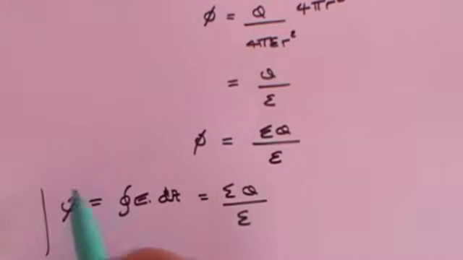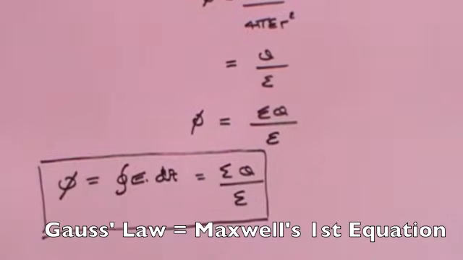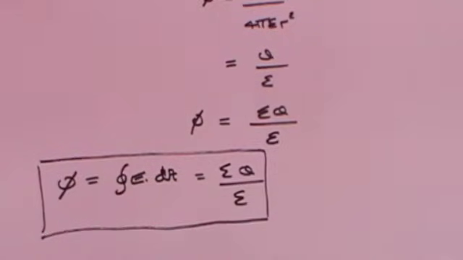And that is known as Gauss's law, and it's also Maxwell's first law. So Maxwell actually borrowed, as we shall see, 3 of his 4 laws from other people. This is the first, and it's Gauss's law.